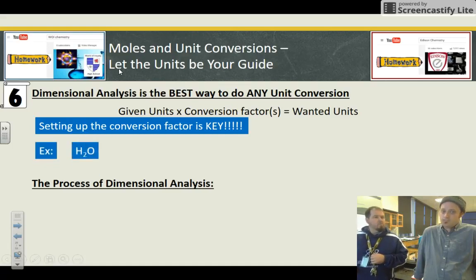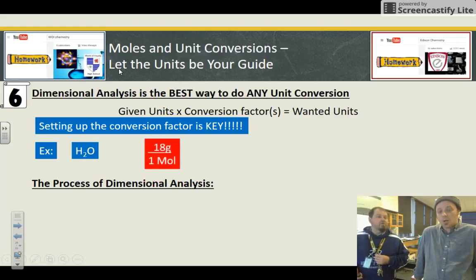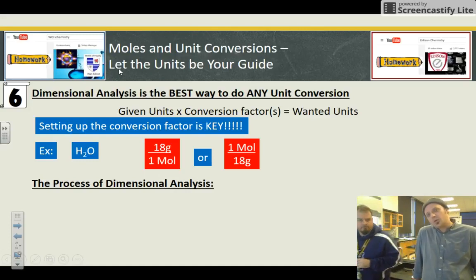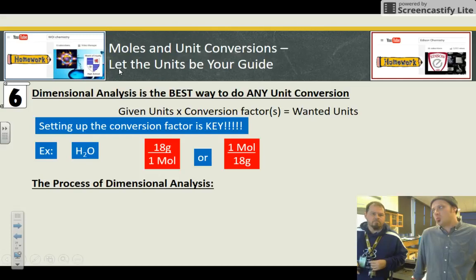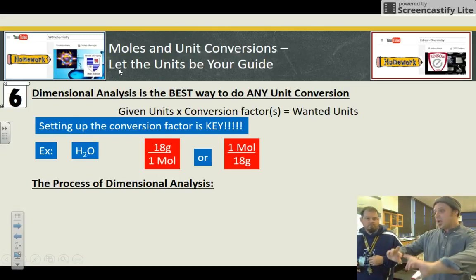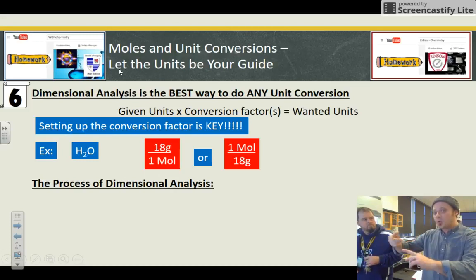Water. You learned to calculate the gram formula mass. Remember what it is off the top of your head? 18 grams per mole. We've done it so much. But there's also 1 mole per 18 grams. There's the key. And notice the units are either in the numerator or the denominator. With dimensional analysis, we look at these and see fractions, but what they really are is ratios, which is what a fraction is. But in dimensional analysis, we're allowed to flip the fraction upside down and it's still equivalent.